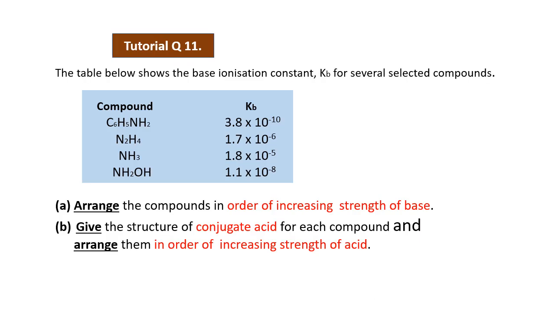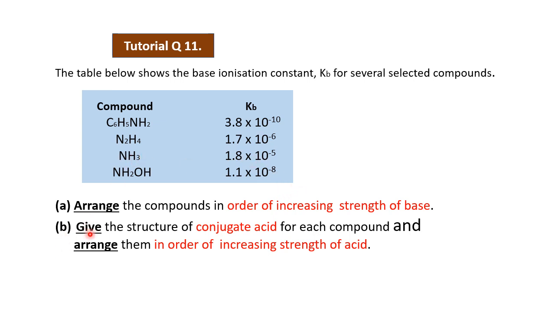This is the example from tutorial question 11. Based on here, Kb is given, meaning that this refers to a weak base. The question requests to arrange the compounds in order of increasing strength of base, meaning that when Kb increases, it is a stronger base. So over here, ammonia is the strongest, but in order of increasing, the last one is ammonia.